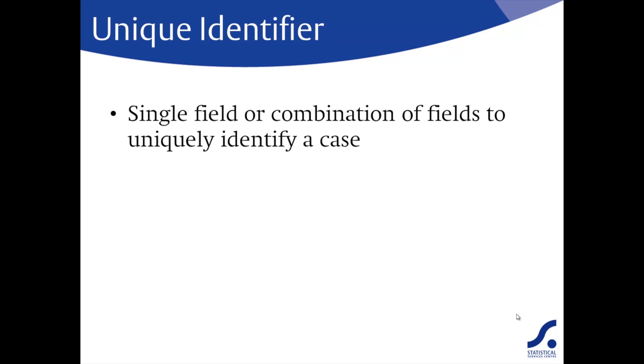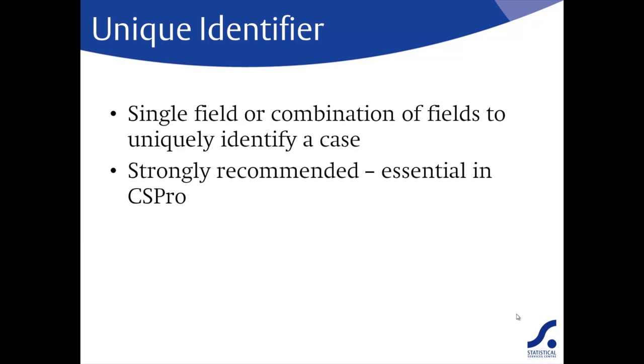The unique identifier is either a single field or a combination of fields that uniquely identifies a single case in your data. This might be the household ID or questionnaire number, for instance. It's strongly recommended that you define a unique identifier for your data, and in CSPro this is essential. In some packages, such as Access, this is known as the primary key. It must be unique and must have a value for each case.